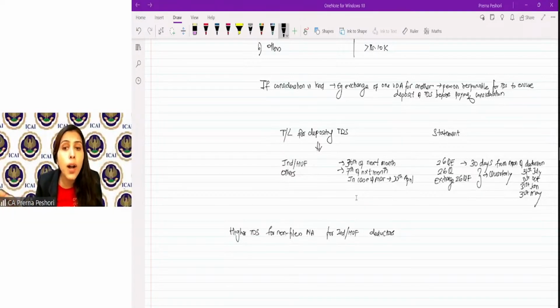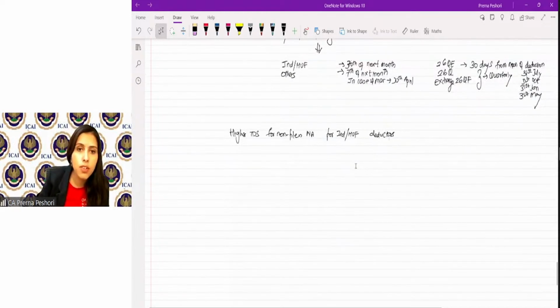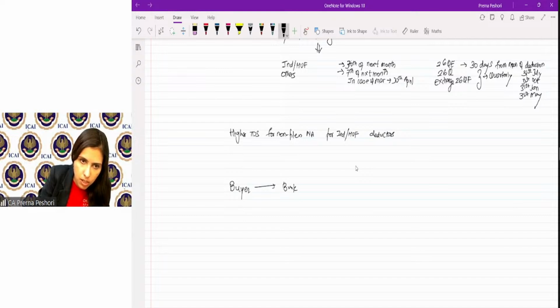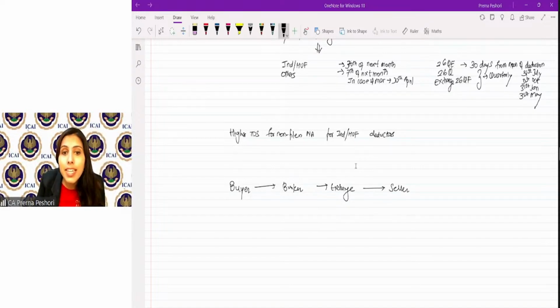So in that case, who is required to deduct the TDS? Let's say there is a buyer, then there is a broker, then there is an exchange, and then finally the seller. In these cases, the CBDT has clarified that where the transaction is happening directly from buyer to seller, a peer-to-peer transaction, the buyer is required to deduct the TDS. Are we clear? And then the buyer is required to furnish the statement in form 26Q.